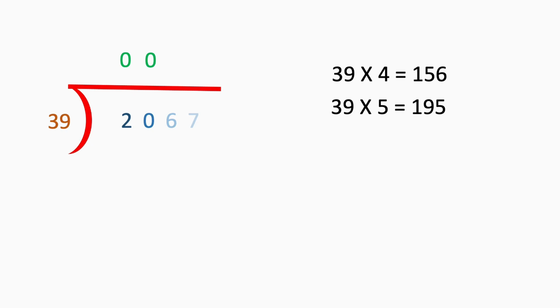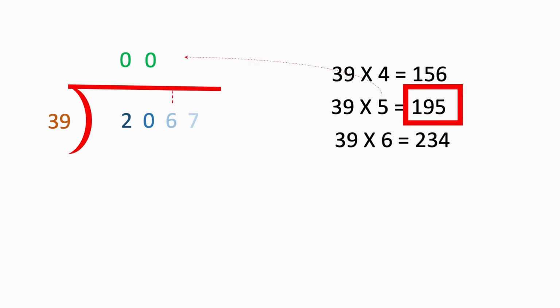But let's try 6 as well. 39 times 6 equals 234. As you can see, this result is greater than 206. So, we consider 5 as the answer and subtract the result from 206. We will have 11 as a remainder. Now, let's go to the next step.